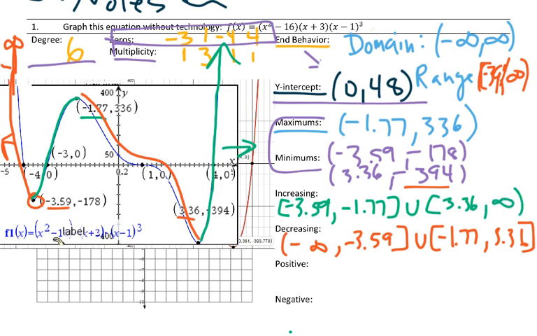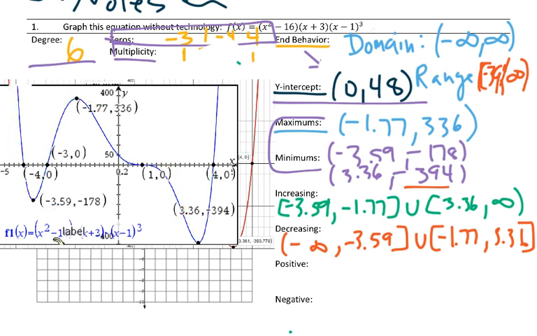Remember, infinity intervals have parentheses, everything else should have brackets. Okay, and notice how the maximums and the minimums helped me with that. Now I use the zeros to help me with positive and negative.